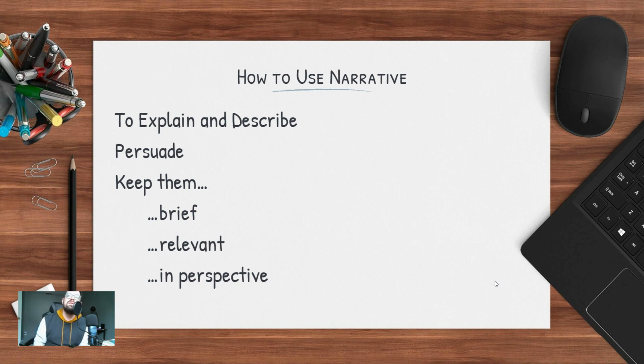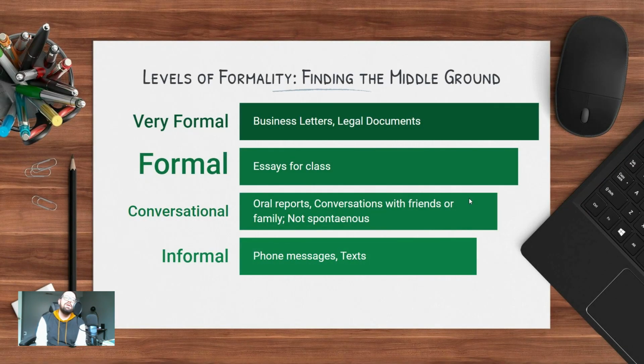The best way to use a narrative is to keep it brief, again, like 2 minutes, depending on how long your speech actually is, to keep it relevant, right? Make sure it matters to the grand overall context of the speech, and to keep it in perspective. Make sure that it's not too long, too short, and make sure it flows as part of the bigger thing that you're trying to accomplish.